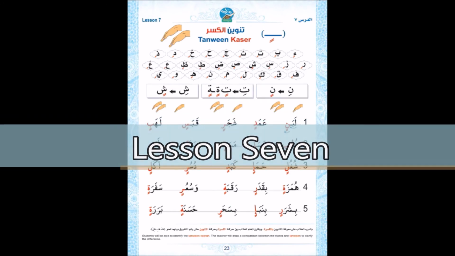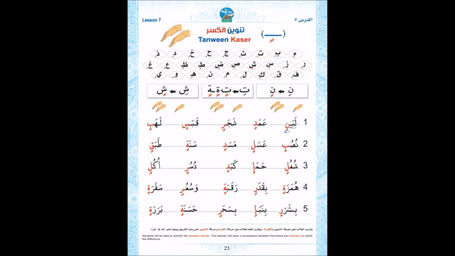Today we have lesson 7, which discusses tanween kasr. And the objective of this lesson is for the student to identify tanween kasr as well as the noise that it makes, and specifically that it goes beneath the letters. We reviewed tanween fatha in the previous lesson. Now tanween kasr has the same shape, but it's drawn underneath the letters.